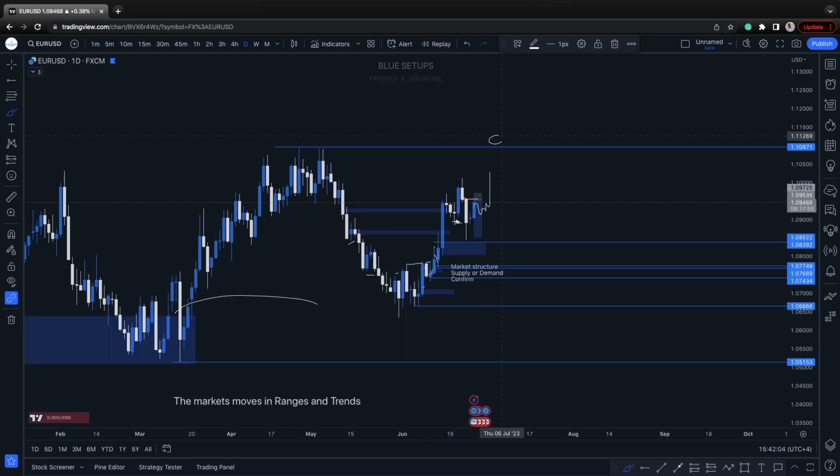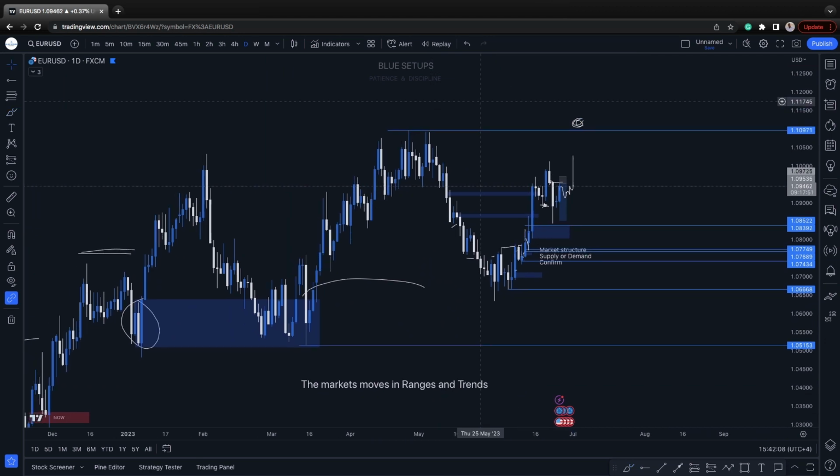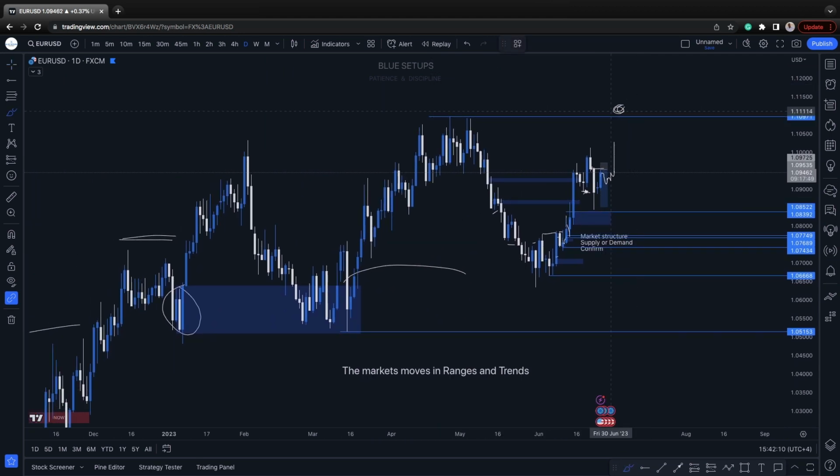I hope I'm correct on this. I will update you guys on what happened next on EUR/USD. So this is my next target based on this range from this high to this low, okay? This is my targeted high and this is my protected low right there, okay?